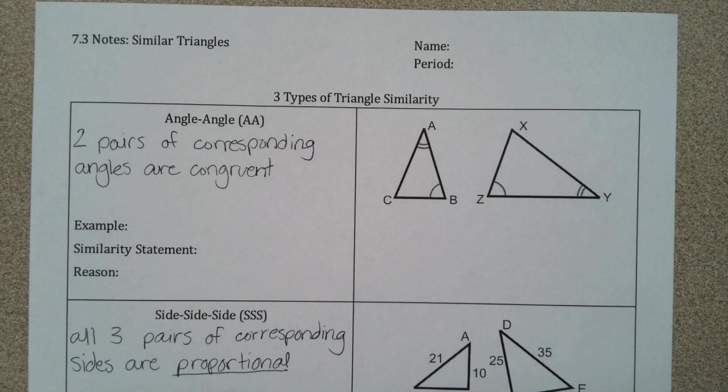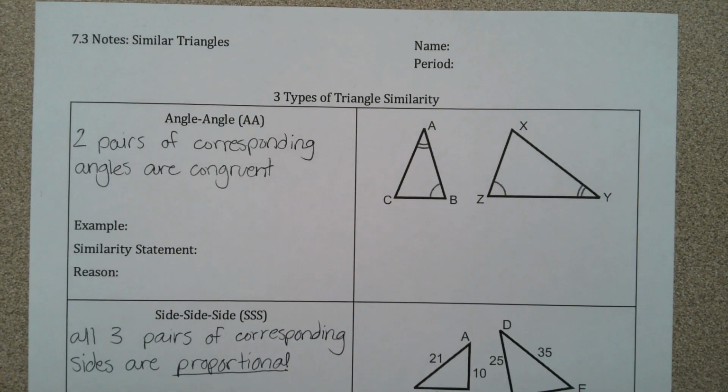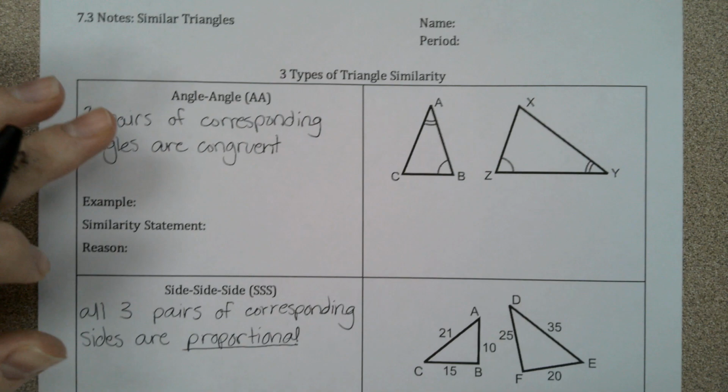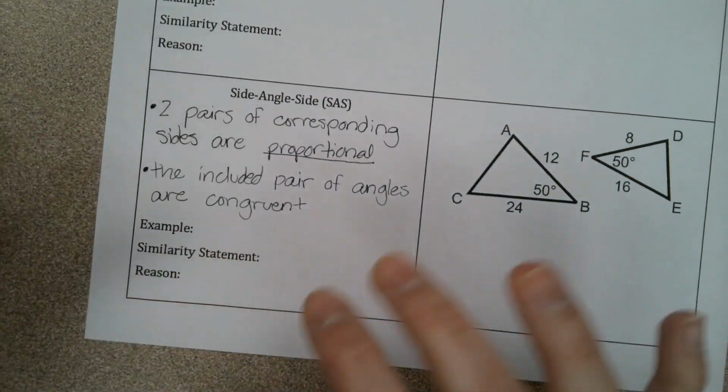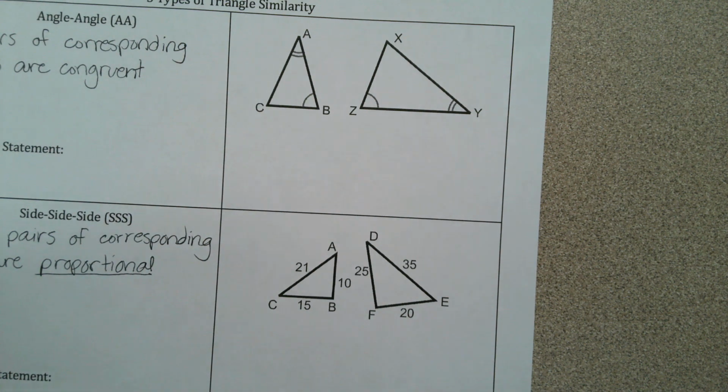Hello everyone. In today's video, I am going to be going through the notes over 7.3, our triangle similarity types. I've already filled in the definitions, if you will, so I'll more so just be talking through the examples, how those look, and how they work.